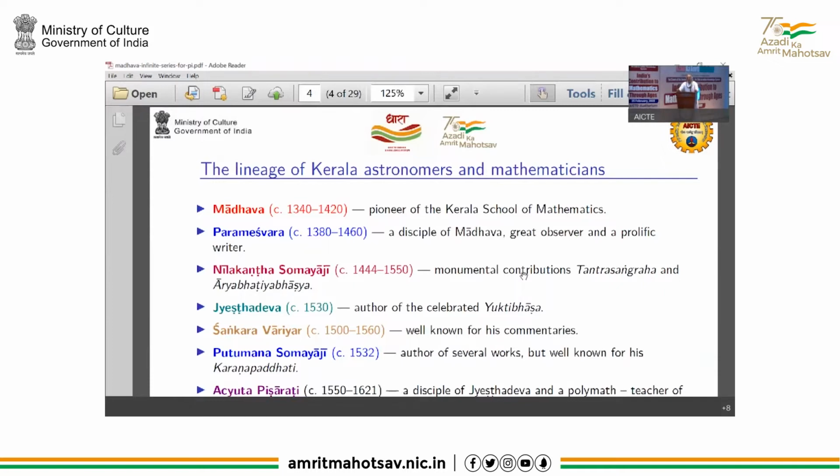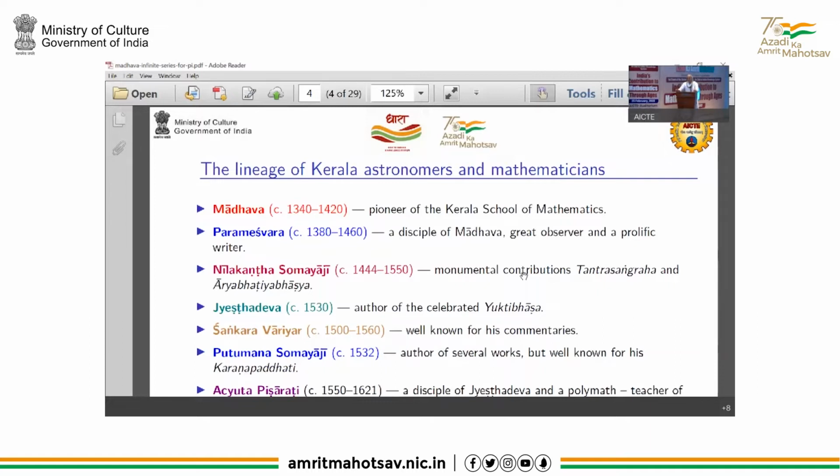Madhava. We have then Parameshwara. Then we have Nilakantha Somayaji, who has authored very important works, Tantra Sangraha and Aryabhatiya Bhashya. I'll be quoting something from the Aryabhatiya Bhashya a little later on the same topic, pi. Then we have Jyeshtadeva, the celebrated author of the famous text Yukti Bhasha. Yukti Bhasha, incidentally, is also described as the first textbook on calculus. Many people have done serious research on that, and they believe that this is something which is worthy of being described as the first textbook on calculus. Why?